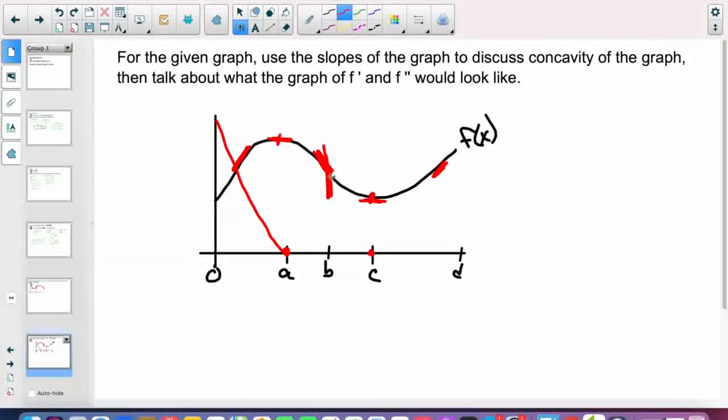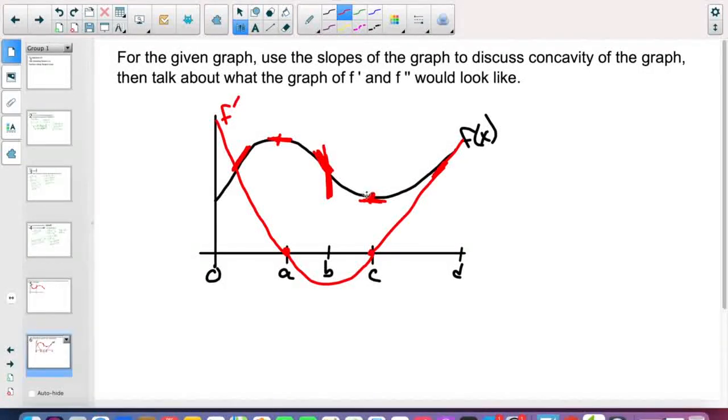Between A and C, I don't know a whole lot about where the f prime graph is going to be, other than every one of these slopes between A and C is negative. So between A and C, my graph will be underneath the x-axis. And then to the right of C, all of my slopes are positive. So to the right of C, my f prime graph is going to be positive, above the x-axis. So the red graph there is the graph of f prime.